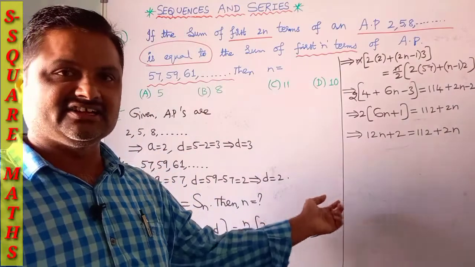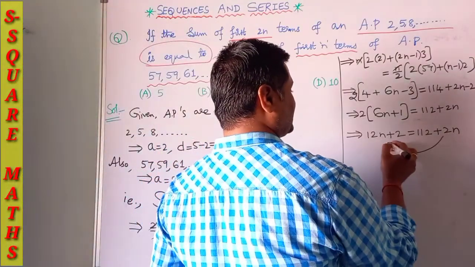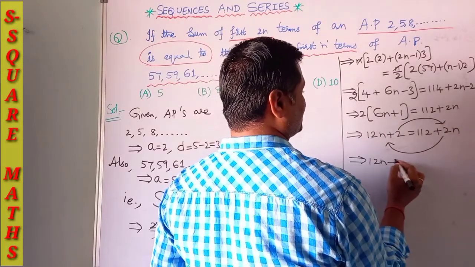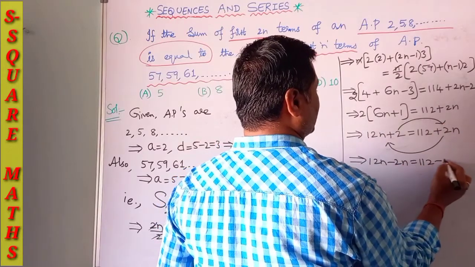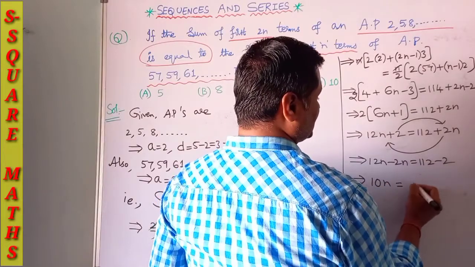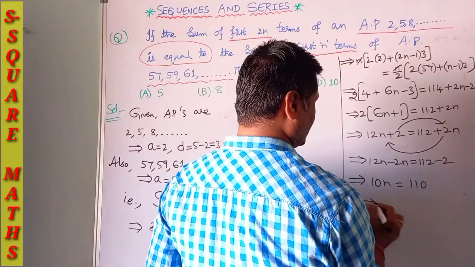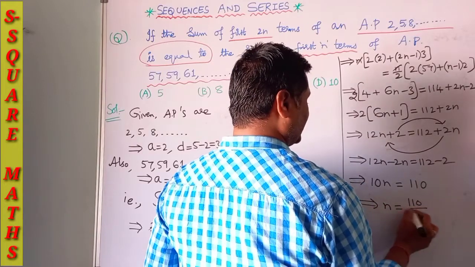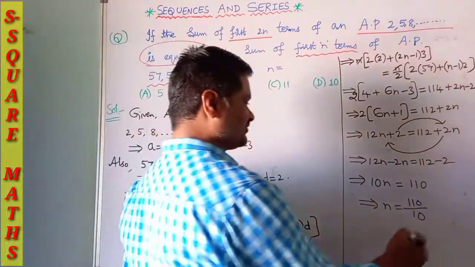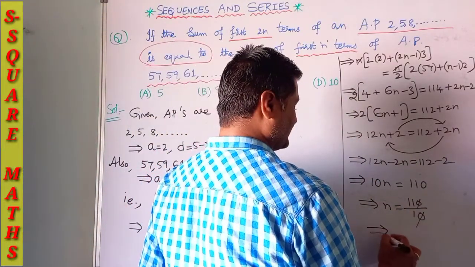Now considering the like terms here, the variables to the LHS and the constants to the RHS. So 12n minus 2n is equal to 112 minus 2. So 10n is equal to 110. So n is equal to 110 by 10. So purely this is a linear equation in one variable, direct steps, so that I am going to get now n is equal to 11.